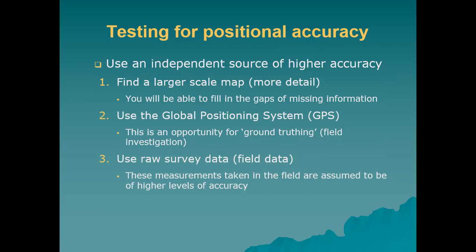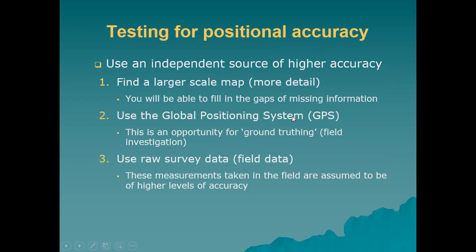So how do we test for positional accuracy in terms of mapping? If we have questions about locational accuracy, we need to use an independent source of higher accuracy. For example, first we want to find a larger scale map. Remember, the larger scale map shows us more detail. If we have a larger scale map, we can refer to that larger scale map in order to fill in gaps of information, right? So whatever locational accuracy or, for example, locational features we want to be certain about, we can go to that large scale map in order to get that information.